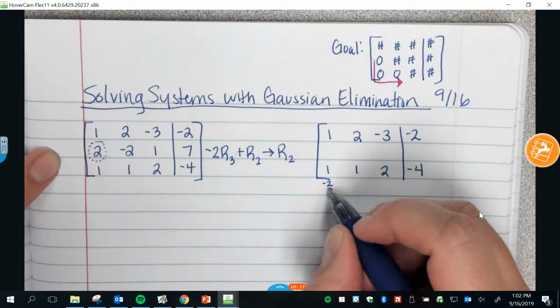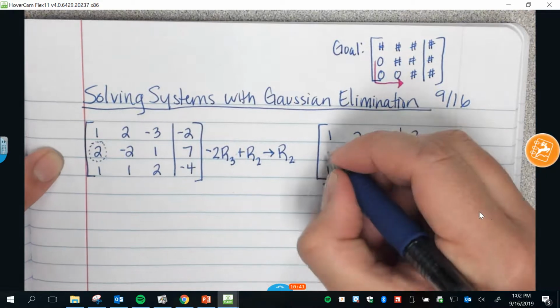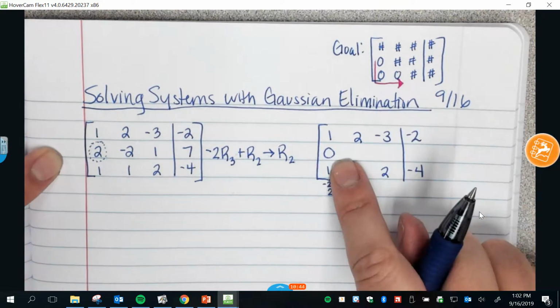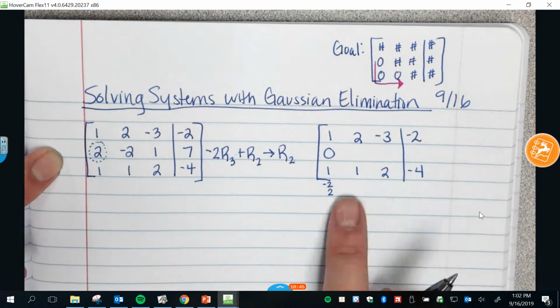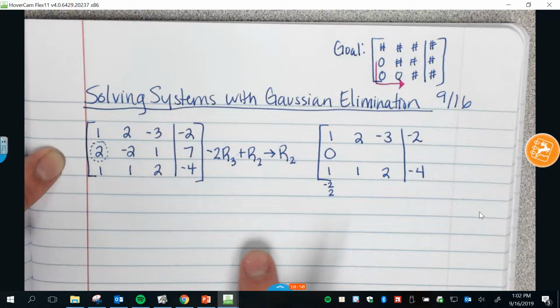Now I just add those two numbers together. What's negative 2 plus 2? 0. And then I'm replacing row 2 with that. So I'm taking this little space here to go ahead and do my math. Okay, now I repeat the process.